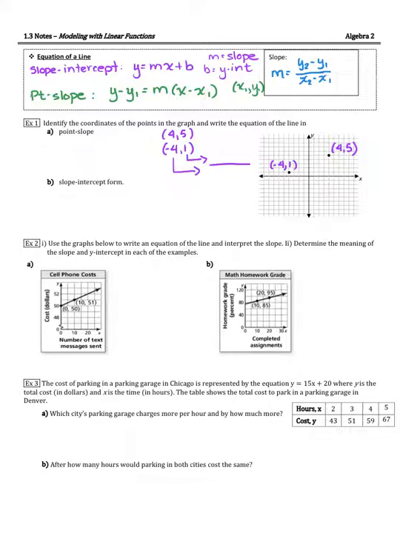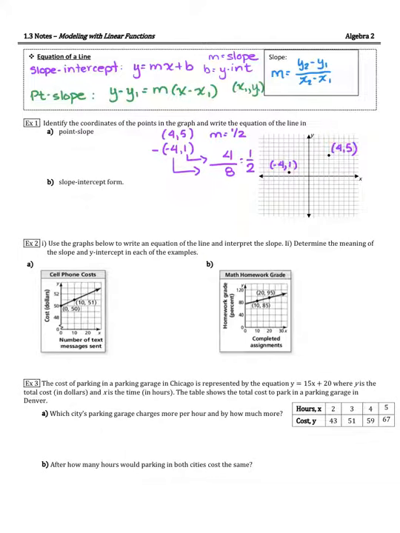5 minus 1 is going to be 4. 4 minus, so remember you're subtracting these two, so 4 minus a -4 is going to be 8. And that is going to simplify to 1/2. So there is our slope. So the slope is going to be 1/2.